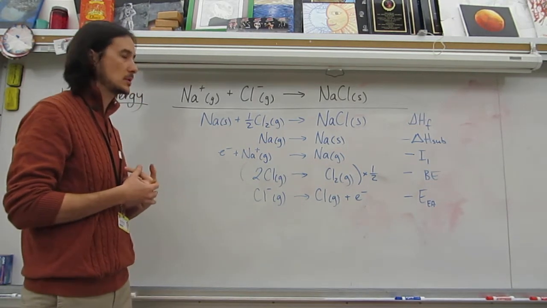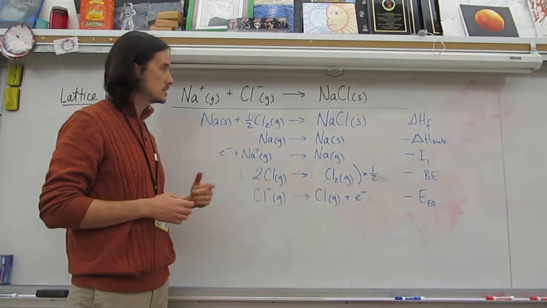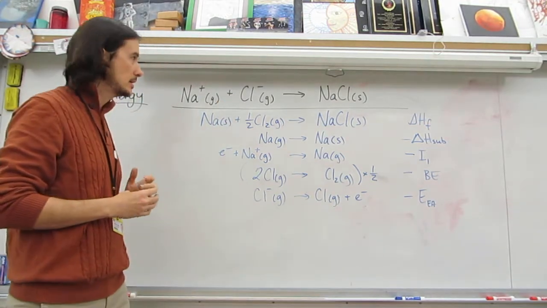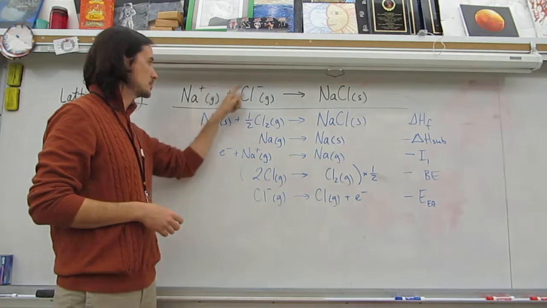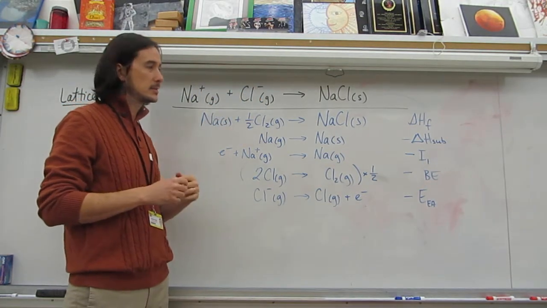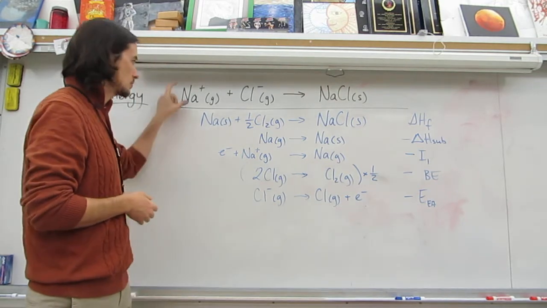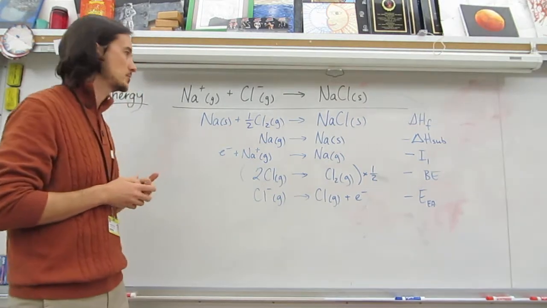So remember Coulomb's law. The amount of energy that is released when this bond forms right here is going to depend on the value of those charges. +2 and -2 are going to tend to drive that lattice energy up. Also, the smaller these ions are, the more it tends to drive the lattice energy up.